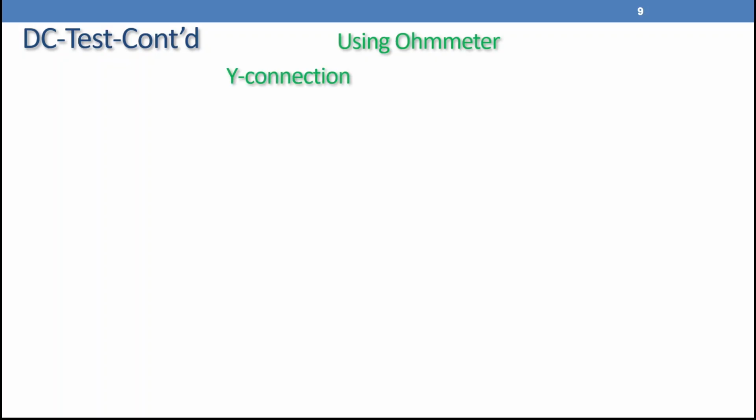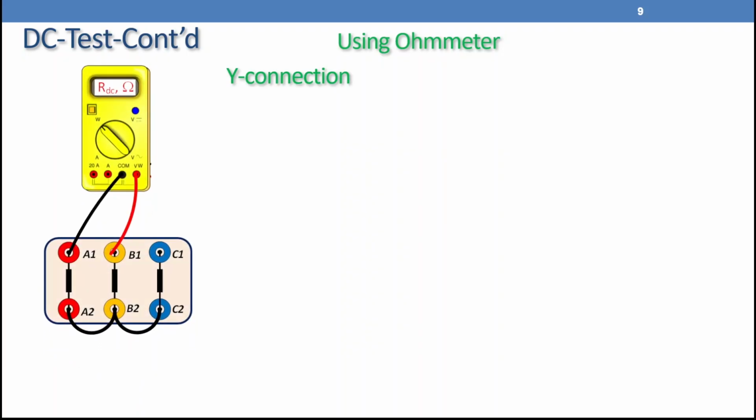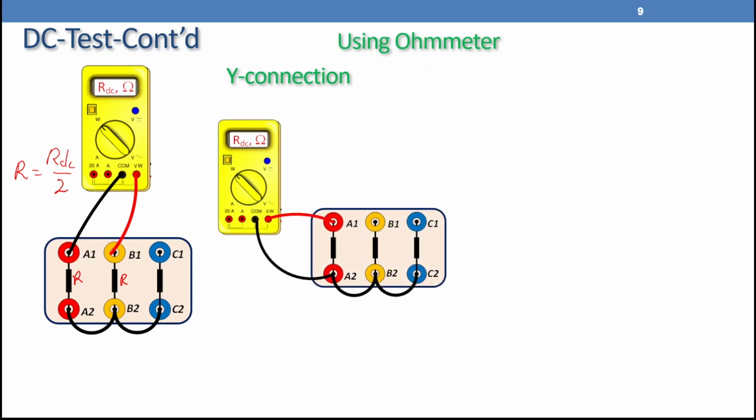If we have a star connection, we are going to connect this multimeter, as we can see here, between phases A and B, and we have two resistances R and R. So this R we are searching for equals the measured value RDC over 2. Someone said, why don't I connect the ohmmeter directly between A1 and A2 and measure the resistance R, where R in this case equals RDC?